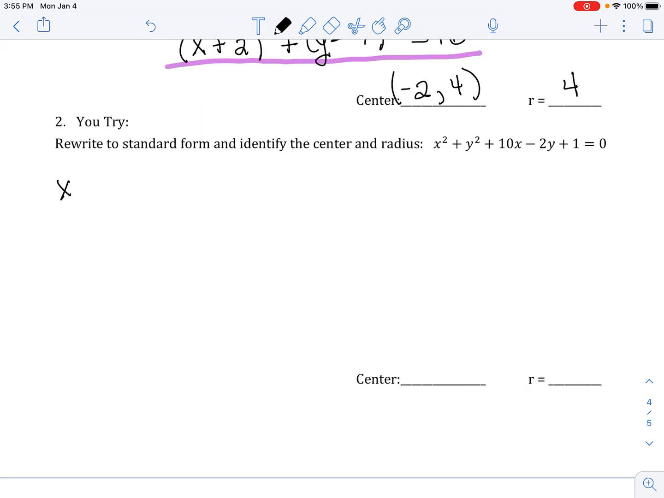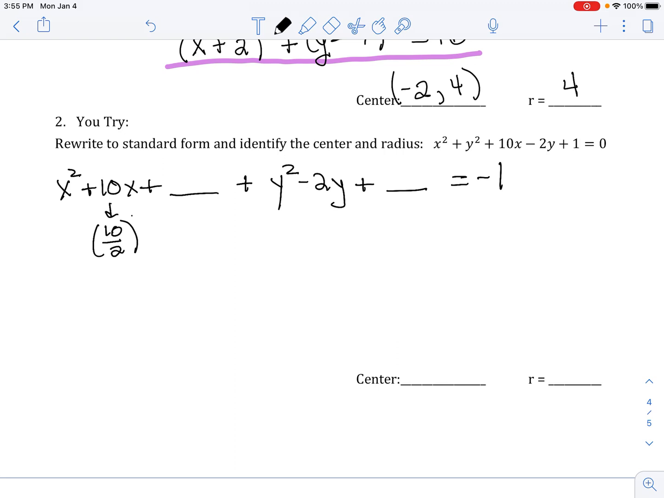Okay, so I'm going to group x squared plus 10x plus blank plus y squared minus 2y plus blank equals negative 1. Here I go completing the square. I did 10 divided by 2, and I square it. So 10 over 2 is 5, squared is 25. As soon as I add that 25, I'm going to balance it by adding it to the other side. That's kind of important, and I do it all at once so I don't forget.